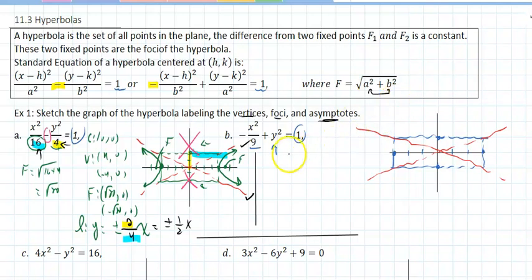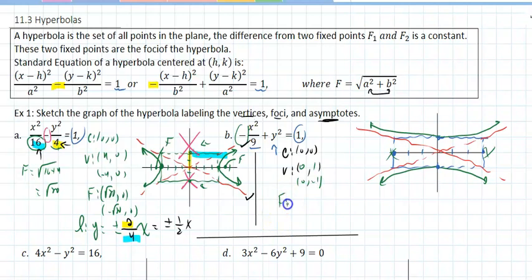All right, so we need to label a few things. The center is at 0, 0. They're not asking for that. The vertices, well, do you see there's a negative in front of the x? So it's along the y-axis. That's how you determine which way the graph opens up. It has nothing to do with anything else. So the vertices are 0, 1, and 0, negative 1. The foci must be on the y-axis. And the foci we find by taking the square root of 9 plus 1.